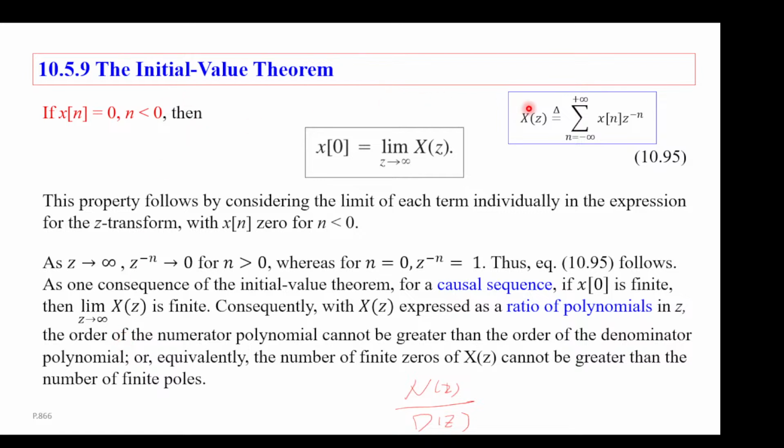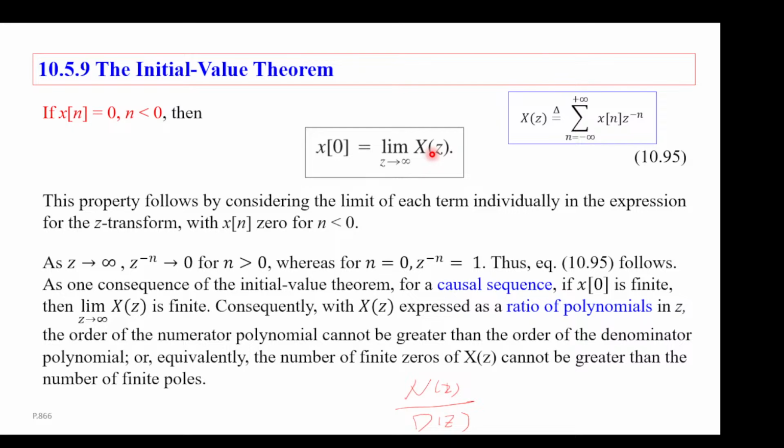Okay, and I think the final property is the initial value theorem. Just like before, we require this condition: x of n equal to 0 for n less than 0. And then the initial value is easier than the Laplace transform. x of 0 is just equal to big X of z taking z to infinity.